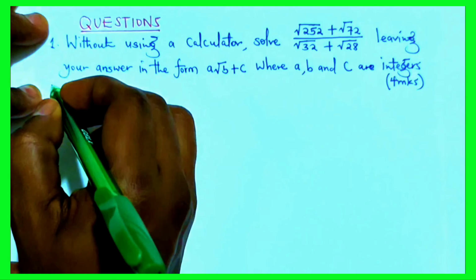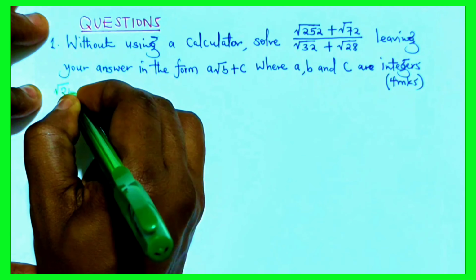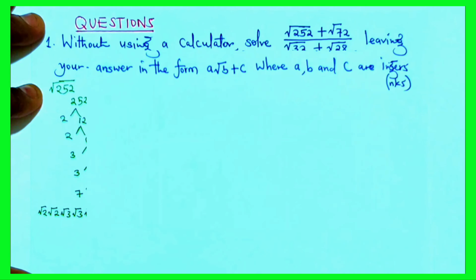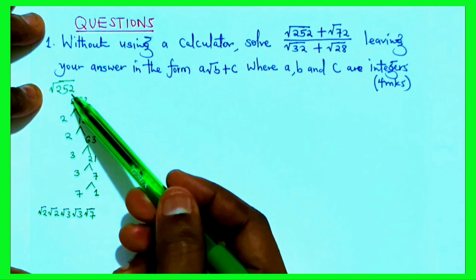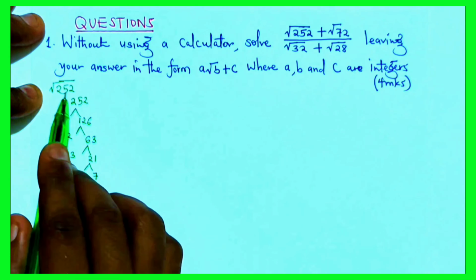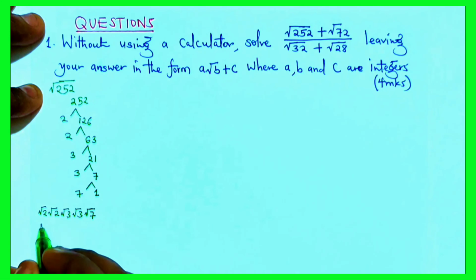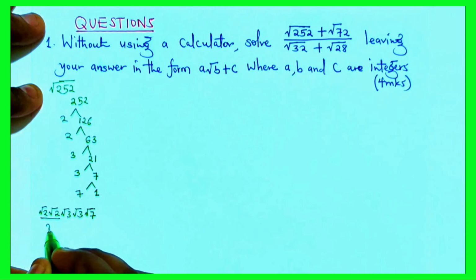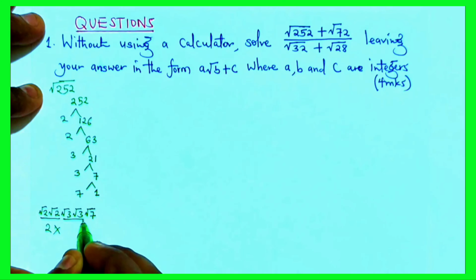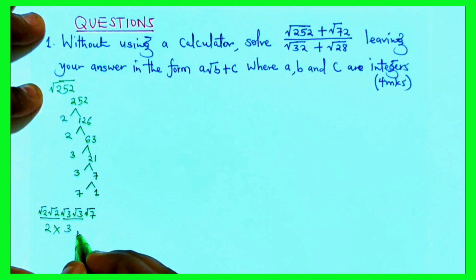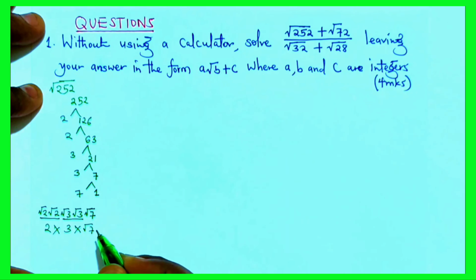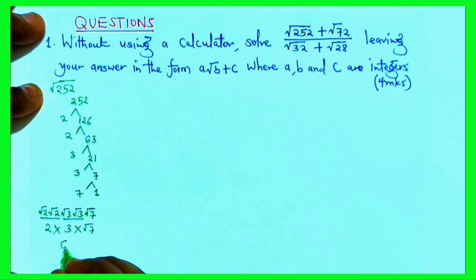The first number is the root of 252. This is the prime factorization of 252, and therefore this surd can be written as root 2 multiplied by root 2 multiplied by root 3, and then multiplied by root 7. By simplification, when you multiply root 2 by itself, you end up with 2, and when you multiply root 3 by itself, you end up with 3, and then we multiply this by root 7, whose simplification will end up giving us 6 root 7.